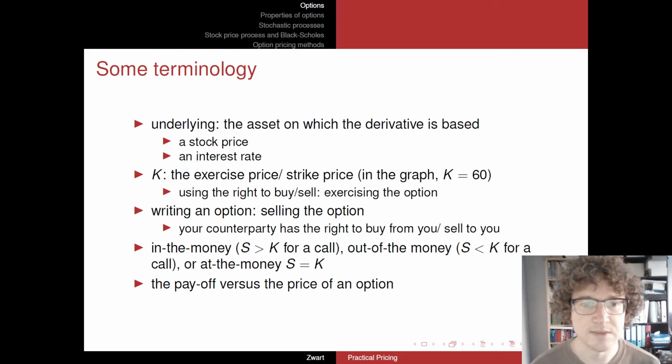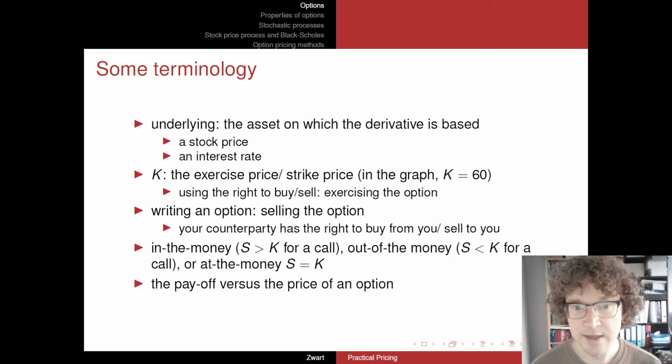So this number K, this amount that we agreed upon for selling or buying this stock for, is called the exercise price, or also the strike price in option language. In this graph, our K, our strike price or exercise price, was 60 euros. When we use the right to buy, if it's a call option, or the right to sell, if it's a put option, we call this exercising the option. And if I don't use it, then this option is going to expire worthless.